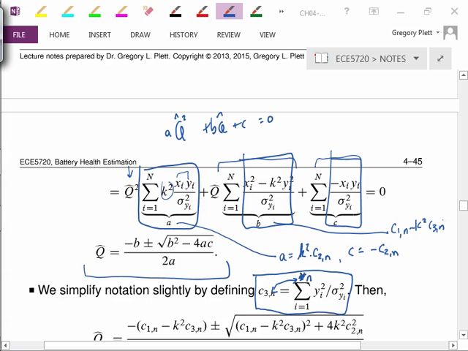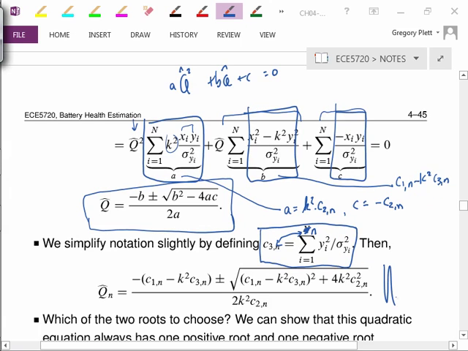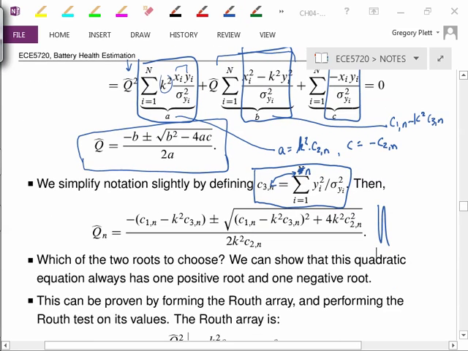So I've got these recursive parameters that I can keep updating in a very simple way. From those I can compute a, b, and c in a very simple way and solve the quadratic equation to give me capacity. Plugging everything in, here's my capacity equation. I've got minus b plus or minus the square root of b squared minus 4ac, over 2a, written in terms of the c1, c2, and c3 terms. Really straightforward, except for that.